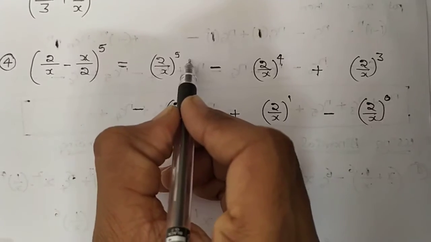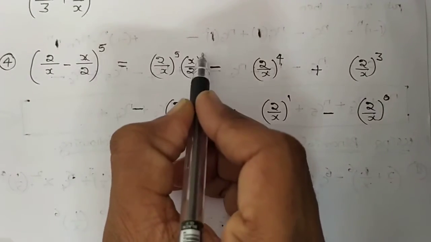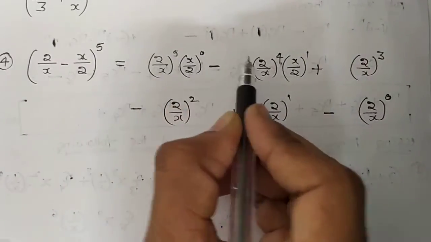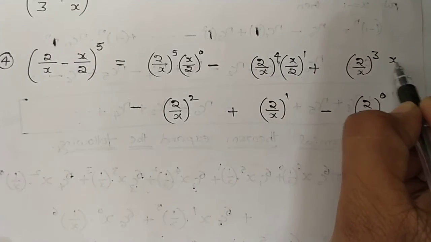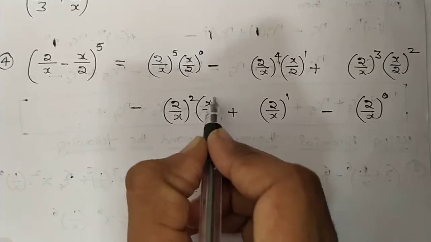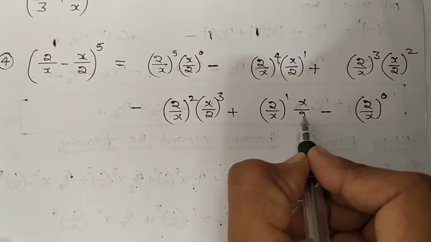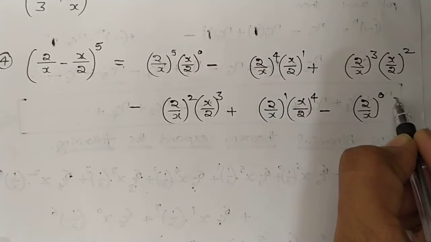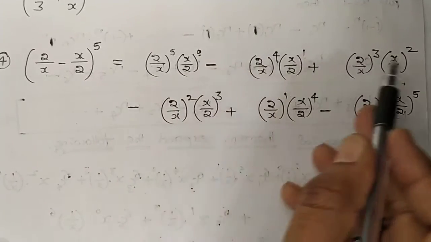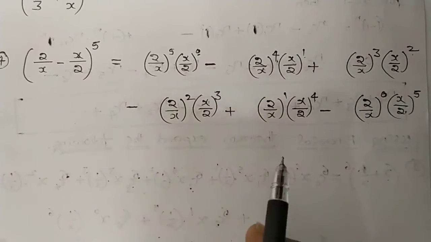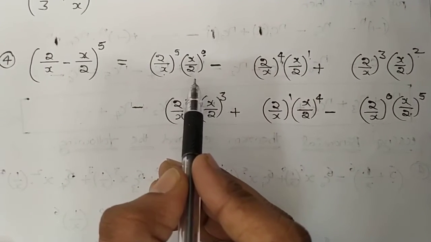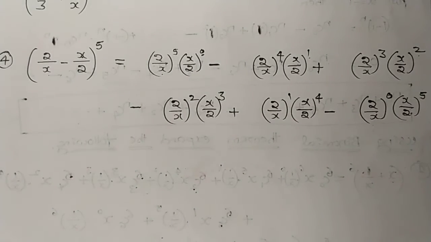x by 2 whole power 0. Next, x by 2 whole power 1, x by 2 whole square, next x by 2 whole cube, next x by 2 whole power 4, next x by 2 whole power 5, right? The powers go 0, 1, 2, 3, 4, 5. The power of the first term decreases, the power of the second term increases, isn't it? So that is the expansion.